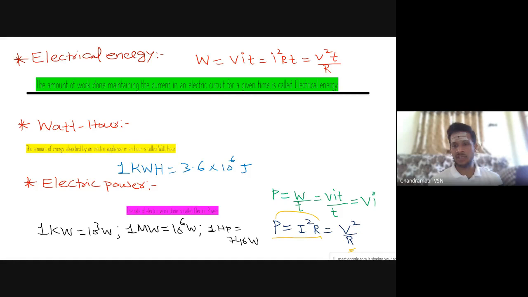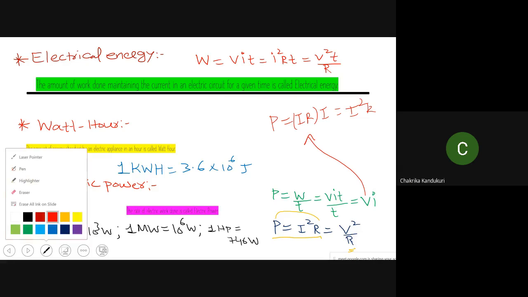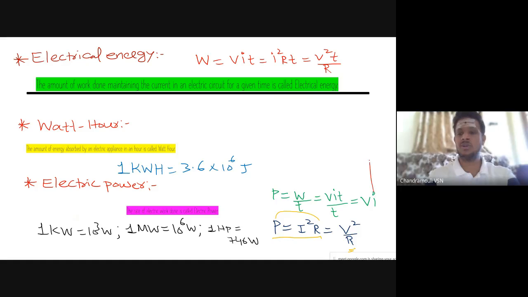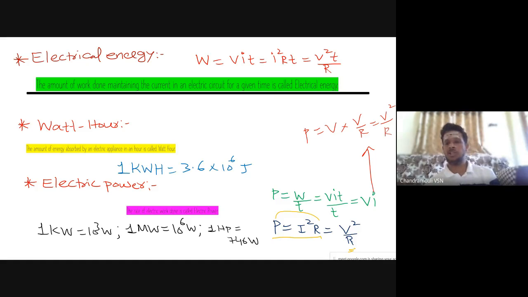If you substitute V is equal to IR, we get one formula. If you substitute I is equal to V by R, we get one more formula. How? See, I'll show you. P is equal to, if we substitute IR in place of V, IR into I will become I square R. Am I right, children? Next one. If you substitute V by R in place of I, it will become V square by R. So there are two formulas.